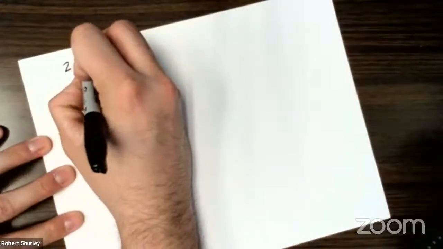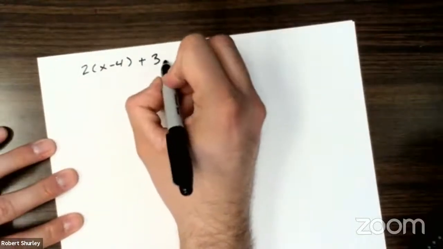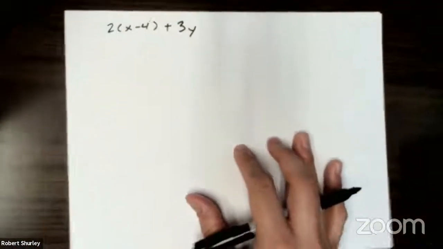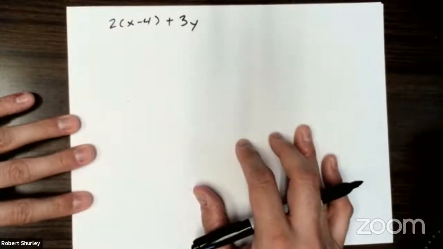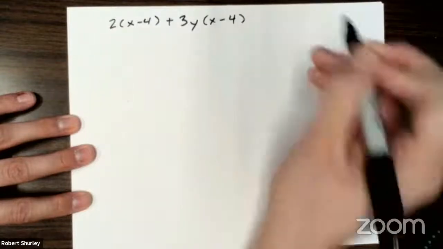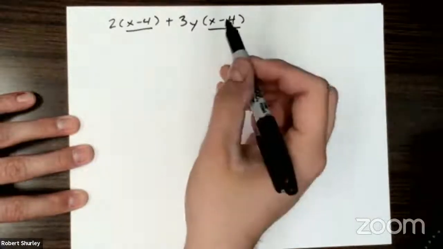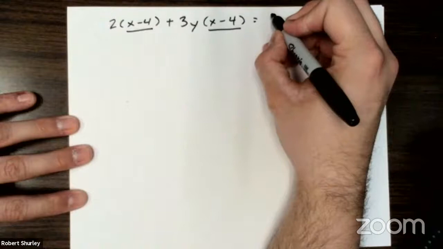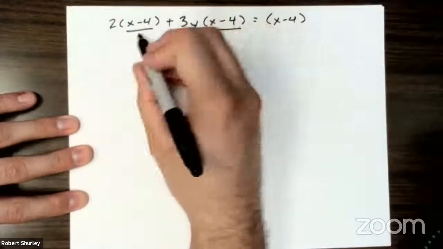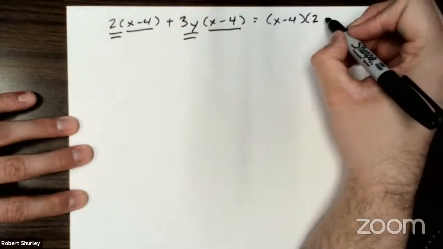Let's say I had, I'm going to steal this straight from the book. This is number, I think, 20. Yeah, number 20 in the book. I've got 2 times x minus 4 plus 3y times x minus 4. Okay? As long as these are the same, you can factor it out. And it leaves you with x minus 4 as the common factor, right? And then 2 plus 3y as your other factor.